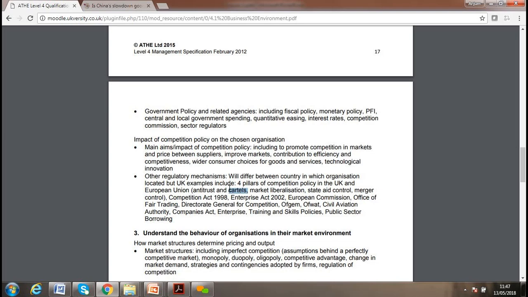Then the Enterprise Act 2002: organizations need to behave and work in the best interest of the public. The European Commission: EU legislation needs to be followed in the UK and the rest of the EU. The Office of Fair Trading: trade needs to be fair, and goods must not be fake and need to be fit for purpose.